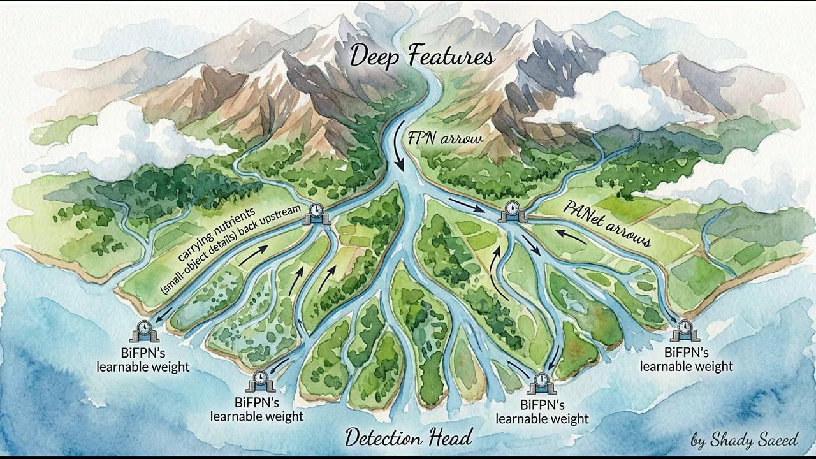Between the backbone and the detection head sits the neck, whose job is to fuse features from different scales. The Feature Pyramid Network, FPN, passes high-level semantic features top-down to low-level layers. PANet adds a bottom-up path as well, so small object details can inform large object features and vice versa. BiFPN adds learnable weights to each fusion connection, so the network decides how much each scale contributes. Think of a river delta. Water flows both downstream and through irrigation canals back upstream.